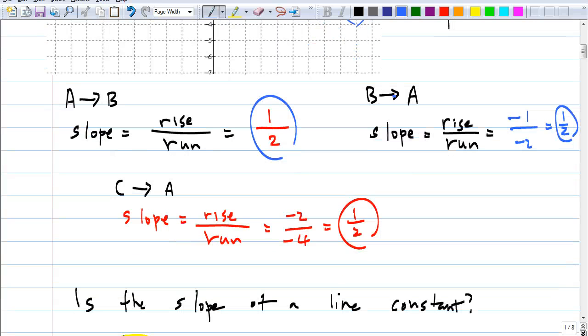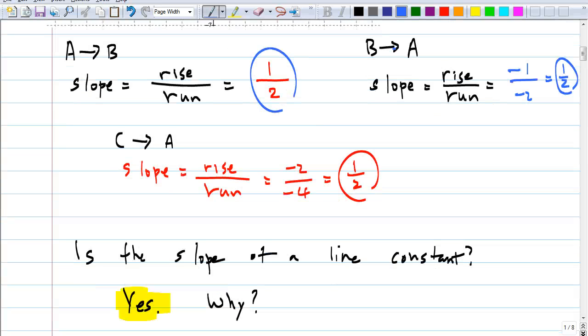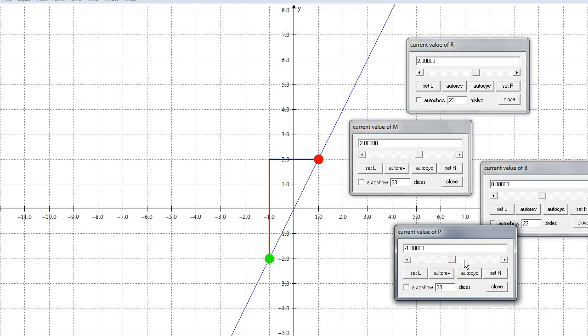Is the slope of a line constant? The answer is yes. And why is this true? Why is the slope of a line constant? Why doesn't it change? Think about this as you write this down. Why doesn't it change? Here, what I did for you is I drew a line and I showed you the slope. You see my rise over run in red and in blue? Yes? Okay, so look at, why is the slope of a line constant?